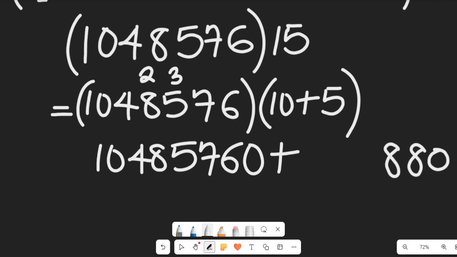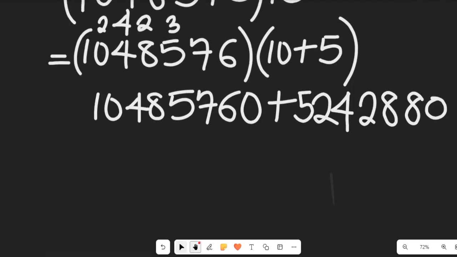5 times 8 will give us 40 plus 2 will give us 42. We'll write 2 and carry 4. 5 times 4 is 20 plus 4. That will give us 24. We'll write 4. And then we'll carry 2. 5 times 0 is 0. Plus 2 will give us 2. Right? And then 5 times 1 will give us 5. Great. Now we can simply add these two.